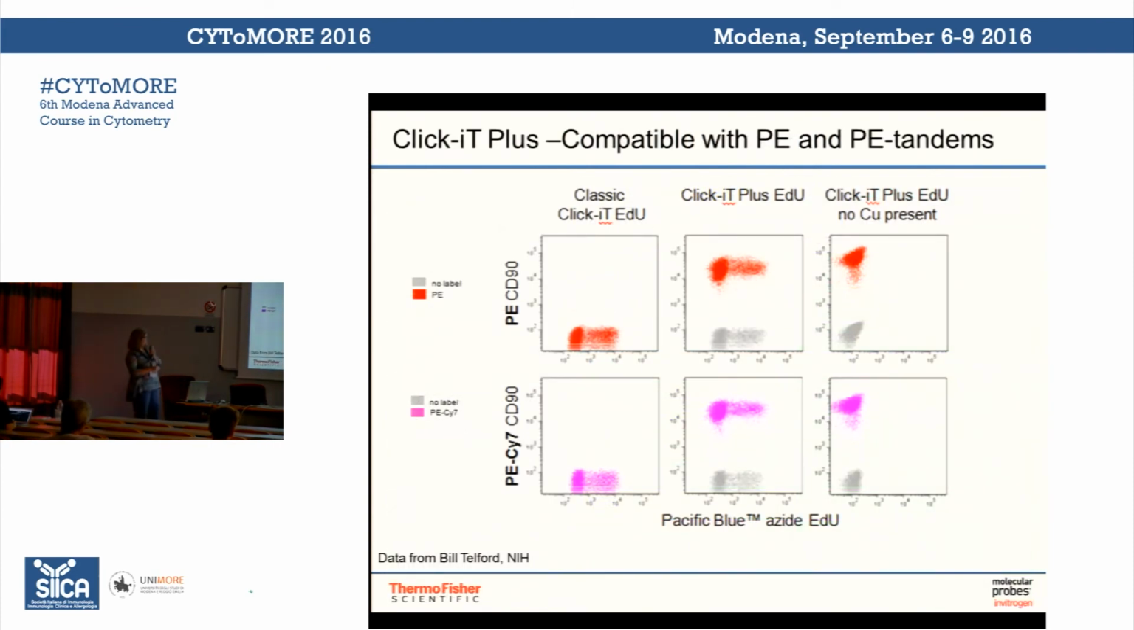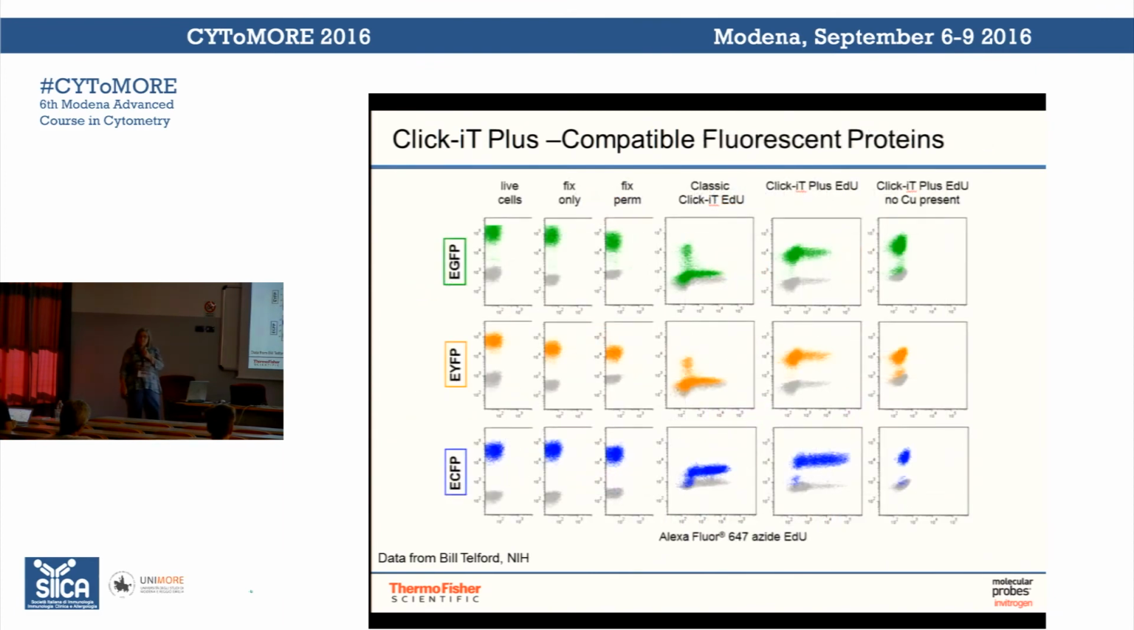So here's some data from one of my collaborators, Bill Telford, and here he's showing the cells that have been labeled with PE-Cy7 or PE, and with the original kit, there is no fluorescence detected, but with the Click-iT Plus, you can see a nice fluorescence intensity. And this is an additional control where we have the Click-iT Plus, but without the copper present to show that we have equivalent fluorescence. And then he's also done some additional work with some common fluorescent proteins.